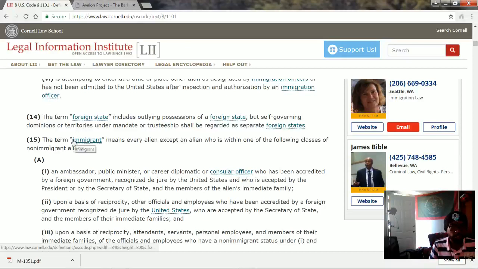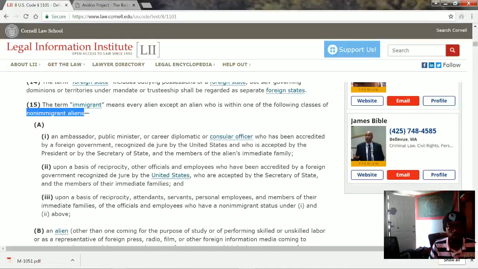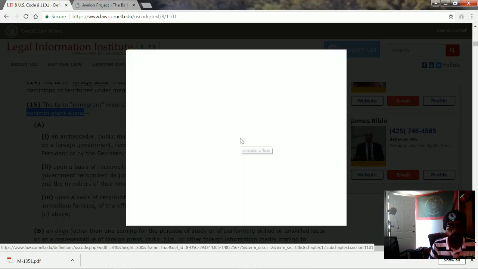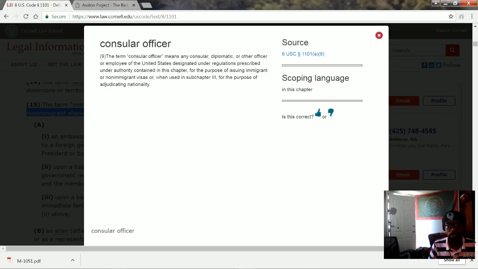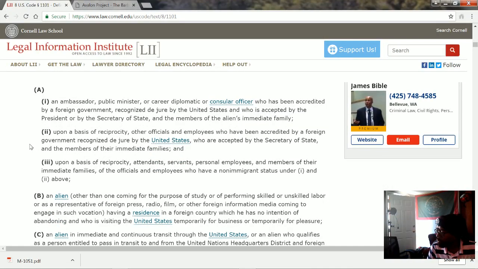So we're going to go to 15. The term immigrant means every alien except an alien who is within one of the following classes of non-immigrant aliens. 15A1, an ambassador, public minister, or career diplomatic or consular officer. What's a consular officer? Means any consular, diplomatic, or other officer or employee of the United States designated under regulations prescribed under authority contained in this chapter for the purpose of issuing immigrant or non-immigrant visas, or when used in subchapter 3 for the purpose of adjudicating nationality. So if you're adjudicating nationality, that's dealing with what? Consulars. Okay. Consular courts. You have a society, you have your own court. That's called the consular court.